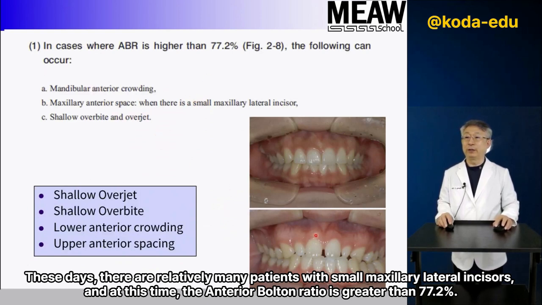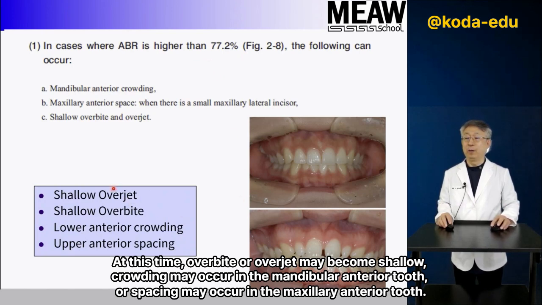These days, there are relatively many patients with small maxillary lateral incisors. And at this time, the anterior Bolton ratio is greater than 77.2. At this time, overbite or overjet may become shallow. Crowding may occur in the mandibular anterior tooth, or spacing may occur in the maxillary anterior tooth.